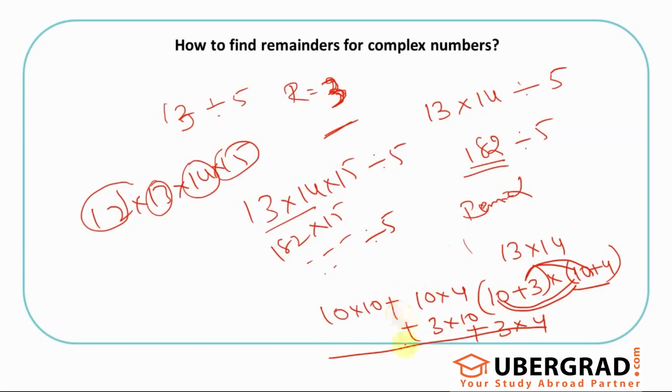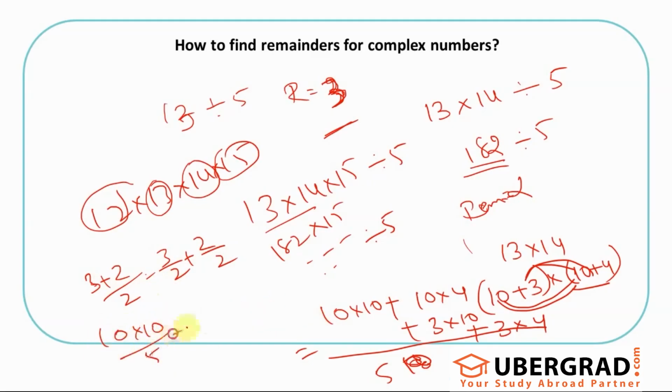Why am I doing it? You'll get an understanding of it. So if I'm talking about divisibility by 5, right? So that's why I've divided by 5. So further, I'll just simplify it. As you know, if it's 3 plus 2 divided by 2, I can write it as 3 by 2 plus 2 by 2. It's fundamentally the same. So something similar. So I do 10 into 10 by 5 plus 10 into 4 by 5 plus 3 into 10 by 5 plus 3 into 4 by 5.